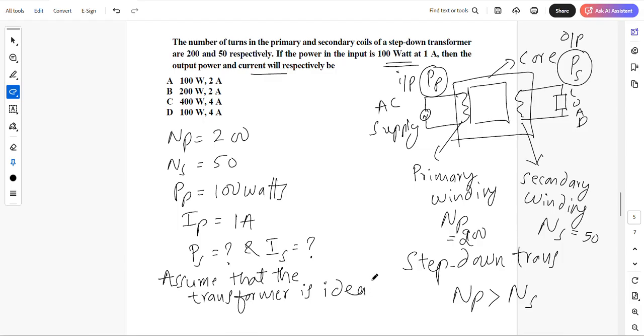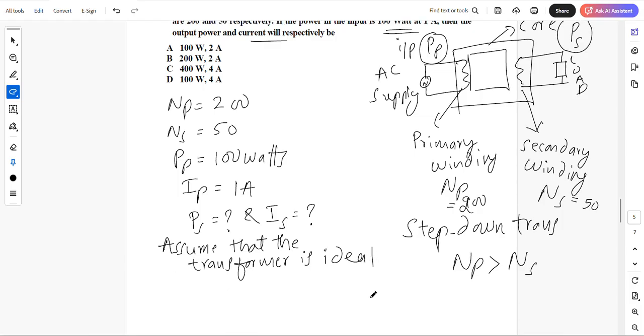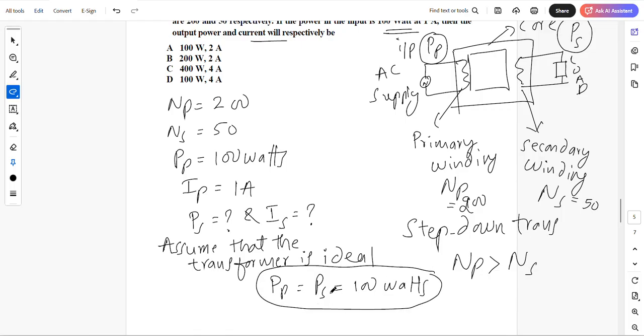Once you assume that the transformer is ideal, then PP is equal to PS. PP, how much have they given? PP is equal to 100 watts. Now PS, you got the answer. PS is the same as PP, 100 watts. Now you have to calculate what? IS. We got the answer: PS equal to PP, that is equal to 100 watts.